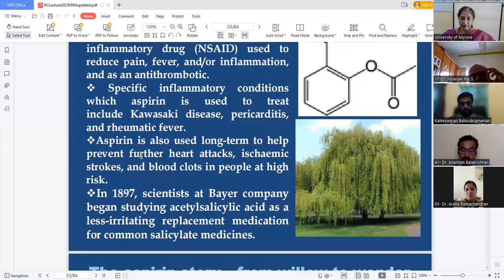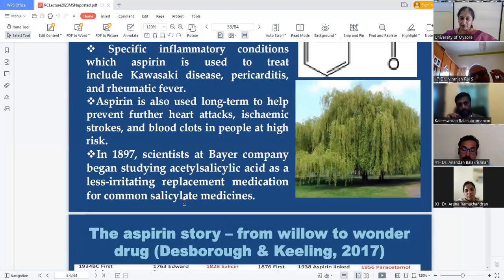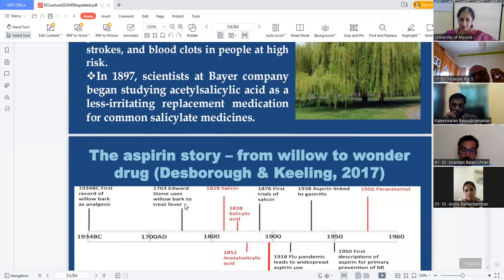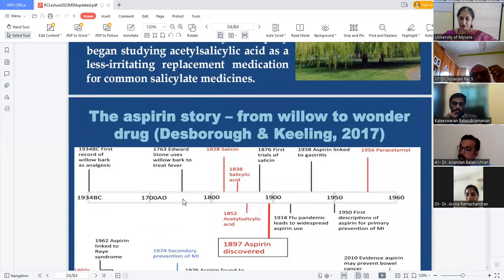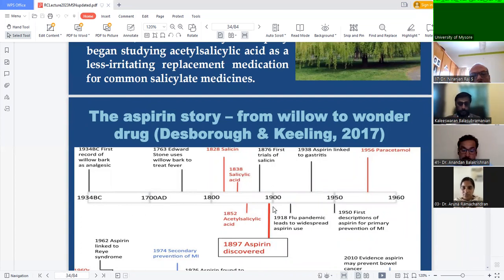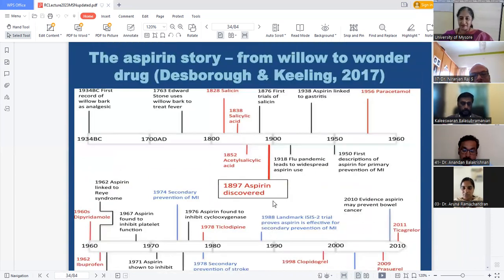Scientists at the Bayer company in 1897 began studying the applications of acetylsalicylic acid in medications, and there is a flow chart which shows the different levels of discovery that have been taking place right from 1700 till date, because aspirin has several properties.